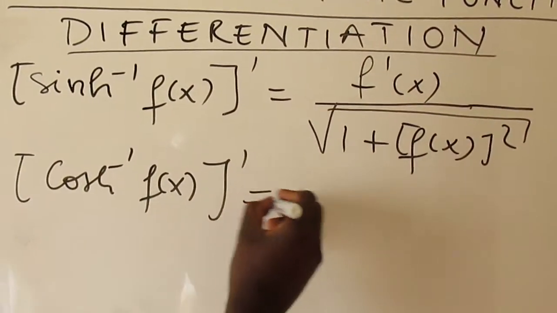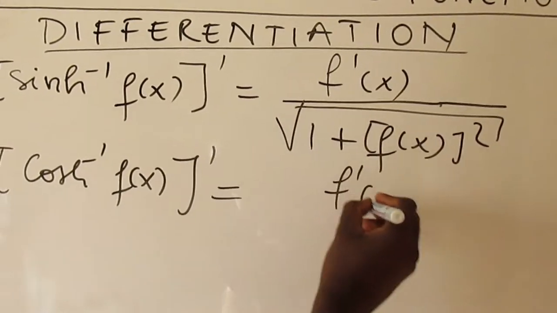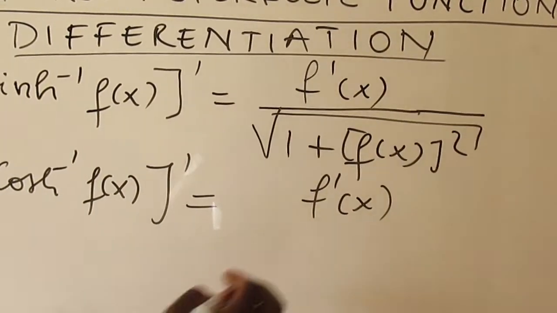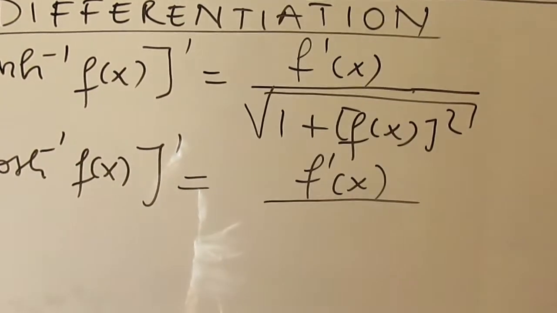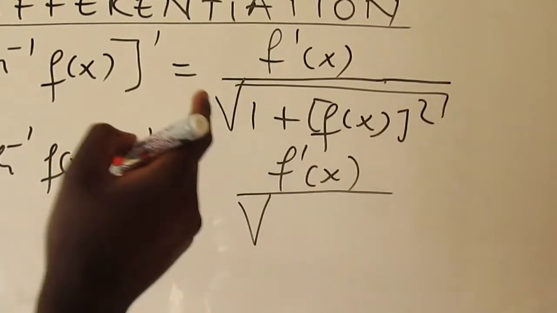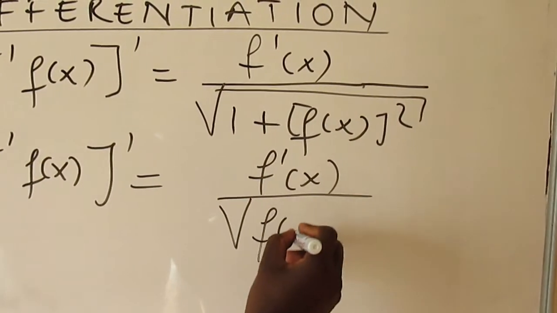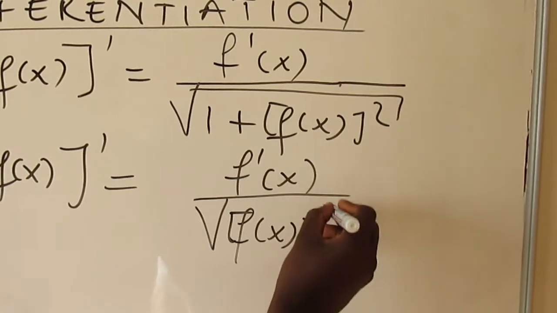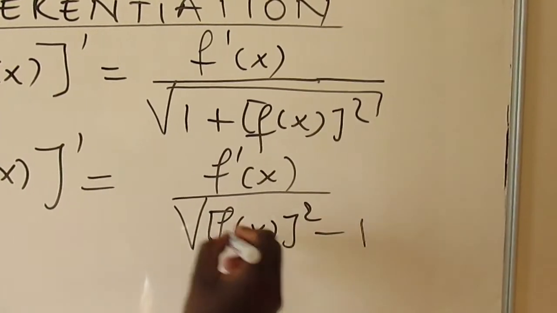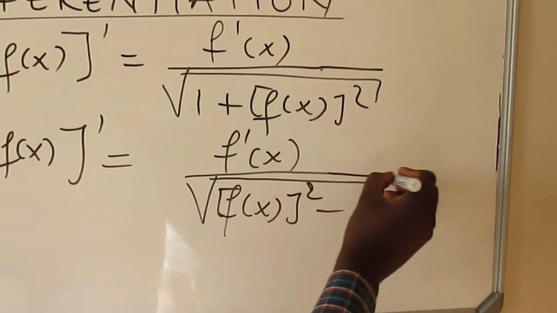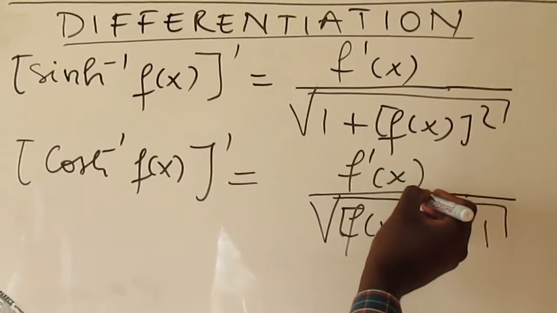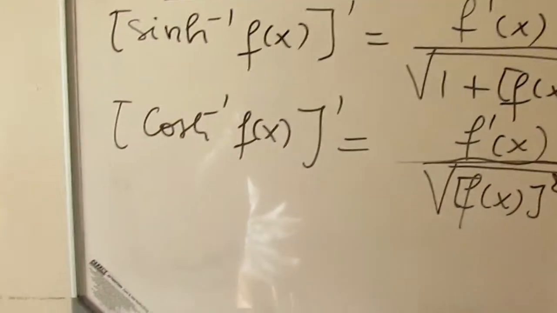Now for arc cosh of f of x, you derive this. Here there's no minus in front, you go straight to the derivative of f of x over square root of f of x squared, then minus 1. So this is the formula. We'll find it in the formula sheet, okay?